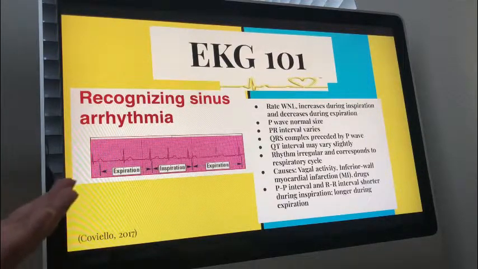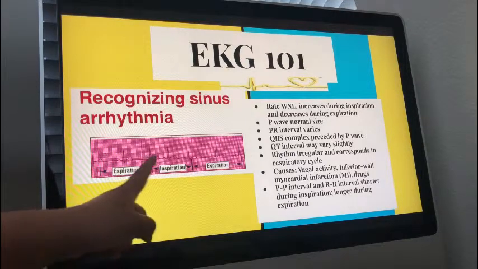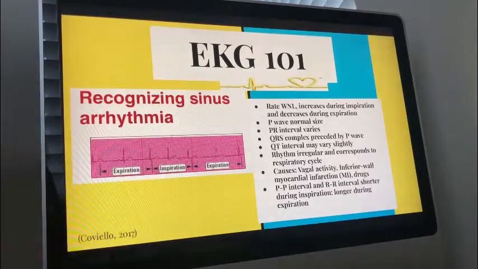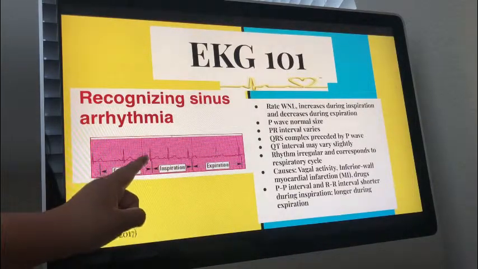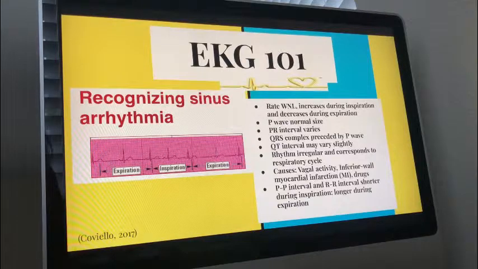Sinus arrhythmia: the rate is within normal limits. However, it increases during inspiration. There's 2-3 beats here, and decreases during expiration. There's only 1 beat. The PR interval varies. The QRS complex is preceded by the P wave. The QT interval may vary slightly. The rhythm is irregular and corresponds to the respiratory cycle. This can be caused by vagal activity, inferior wall myocardial infarction, or drugs. P to P interval and R to R interval can be shorter during inspiration and longer during expiration.